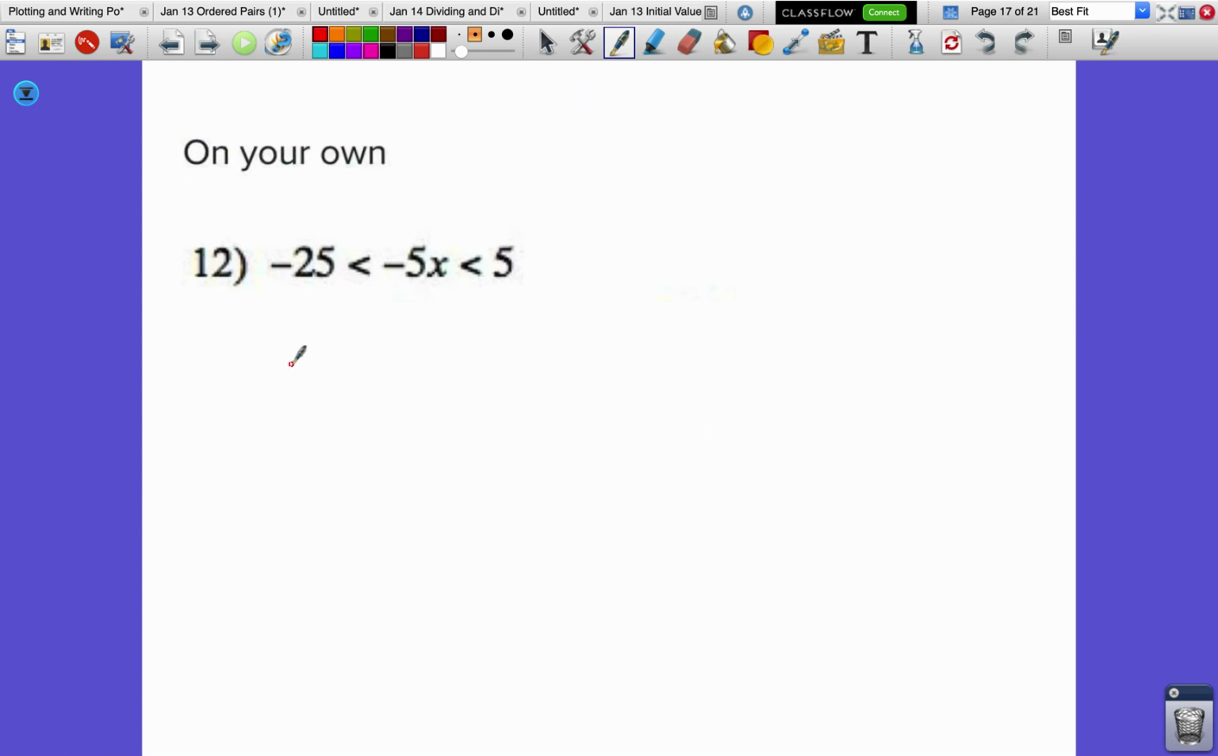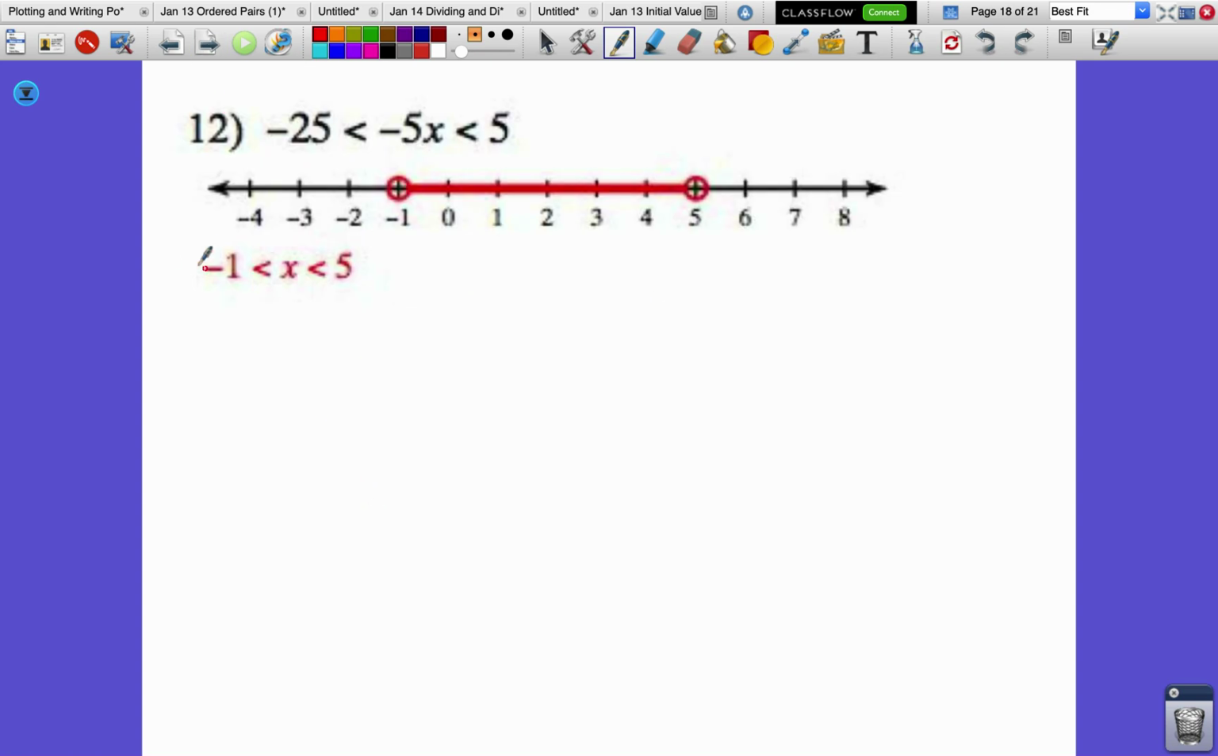All right, here's one for you to try on your own. Just type out your answer. Okay, you should have gotten something like this, and here is the graph of that.